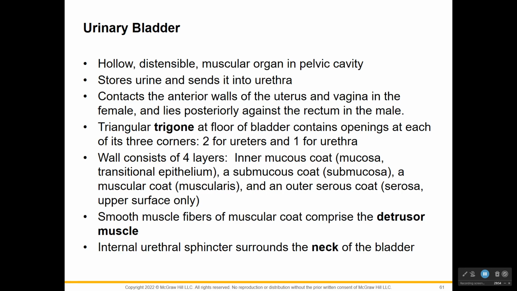Your bladder has four layers: an inner mucosa, a submucosa, of course the muscularis for the contraction, and then an outer serous coat, the serosa, right? Remember that serosa tissues always line body cavities and are on organs. The smooth muscles comprise the detrusor muscle that helps empty the bladder, and then the internal urethral sphincter surrounds the neck of the bladder.